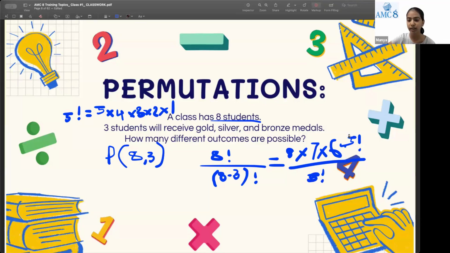But instead, we chose to write it this way because we know that multiplication and division cancel out with each other. So the 5 factorial on the bottom cancels out with the 5 factorial on the top. We are just left with 8 times 7 times 6, which is equal to 56 times 6, which would be equal to 336. And so our final answer would be 336.